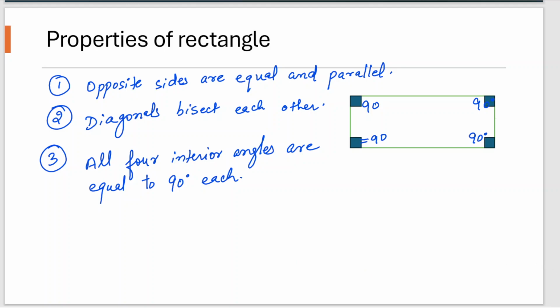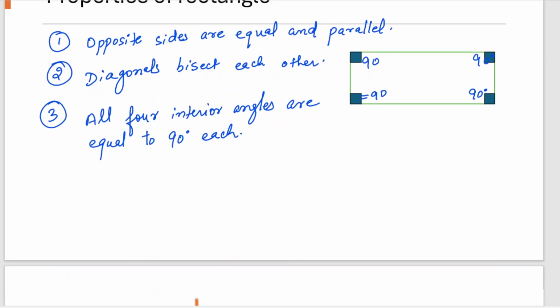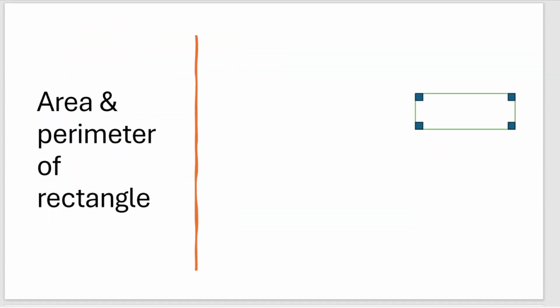Now, how to find the area and the perimeter of a rectangle? So we can say that the longer side will be called the length and the shorter side we can call the breadth. Okay.